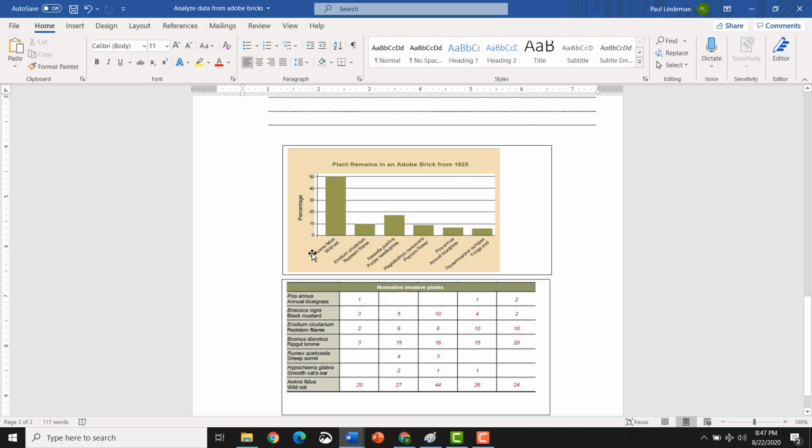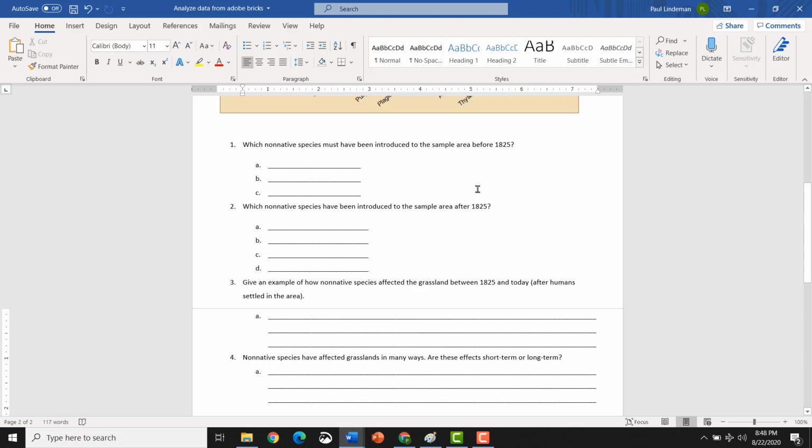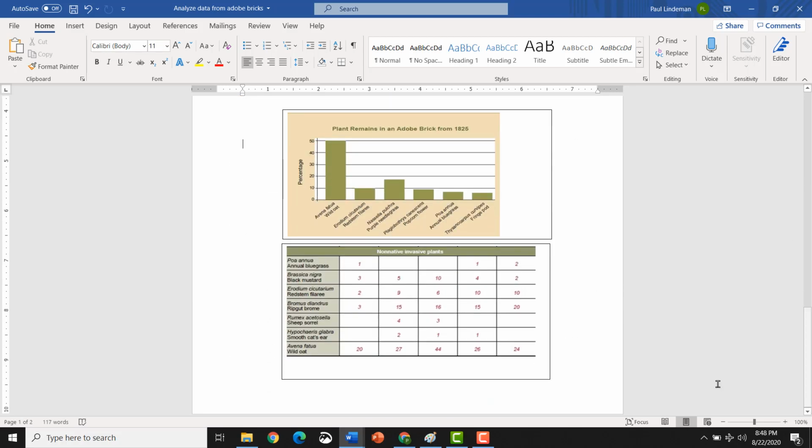So, Avena, is that a non-native species? And we go down our list, and sure enough, it's right here. Avena is a non-native species, and it was here before 1825. So that would go in one of your three that were here before. So you would put that right here. Then you'll go down, you'll look for others.